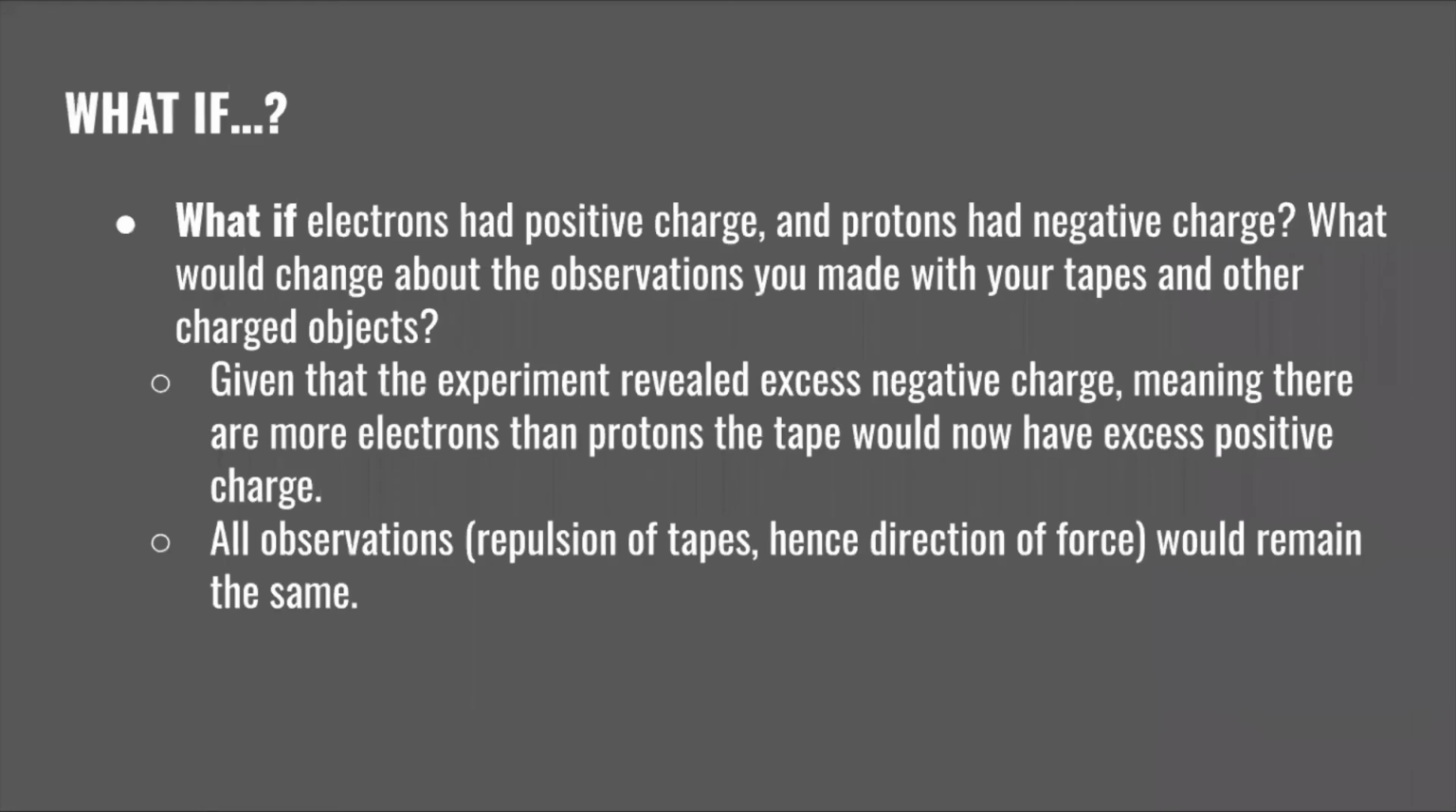So to reflect: what if the electrons had positive charge and protons had negative charge? Given that the experiment revealed excess negative charge, meaning there are more electrons than protons, the tape would now have excess positive charge. And all observations, meaning the repulsion of the tapes and hence the direction of the force, would remain the same. Well, the direction would actually change, but the magnitude would remain the same.